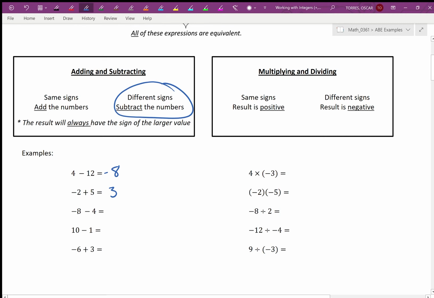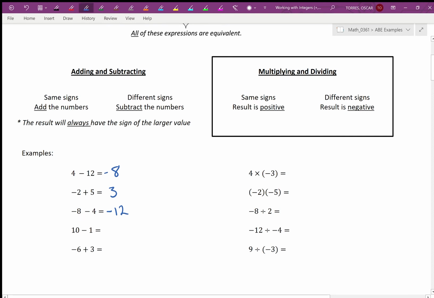For the next problem, we have negative 8 minus 4. The 8 is negative, the 4 is also negative. That means that they have the same signs, which means we add the numbers together. So ignoring these negative signs, 8 plus 4 would give us 12. But if I move on to that last step, the result always has the sign of the larger value. The larger value is the 8, and the 8 is negative, so my answer is negative 12.